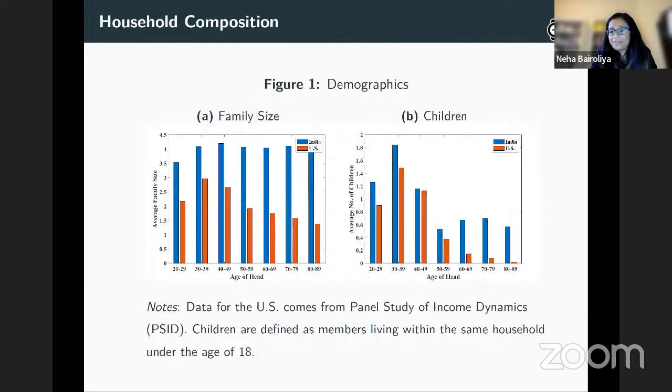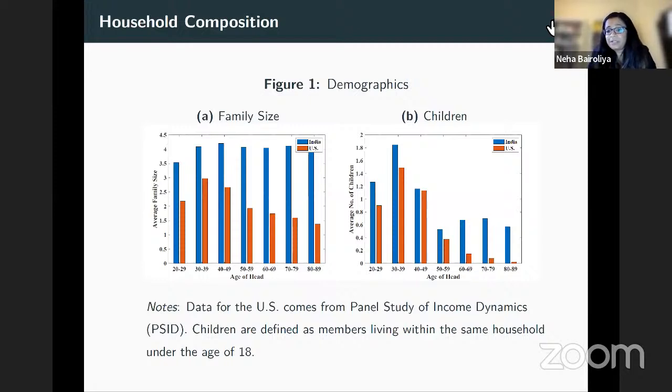Well, are family sizes different? That's an emphatic yes. The two countries have very different family structures, and these pictures are evidence towards that. The first panel is about the family size, just the number of family members. The blue bars are for India, and the orange bars are for the US. If you just look at the number of members, it's roughly twice that of the US for an average Indian household.